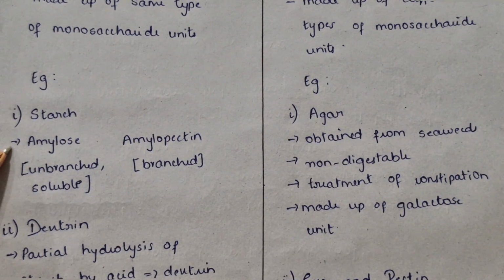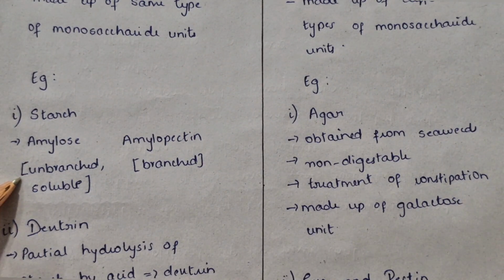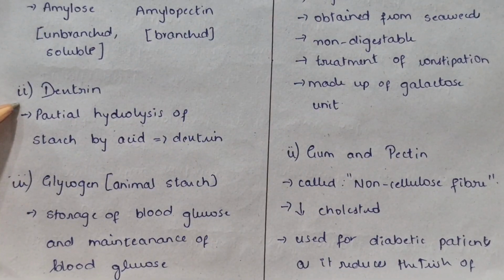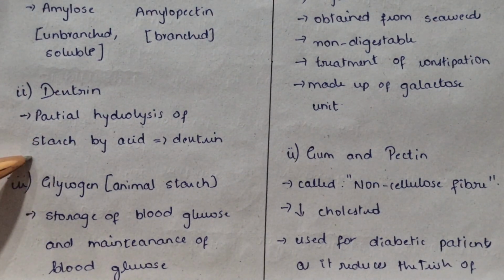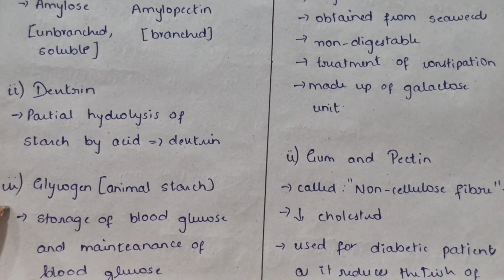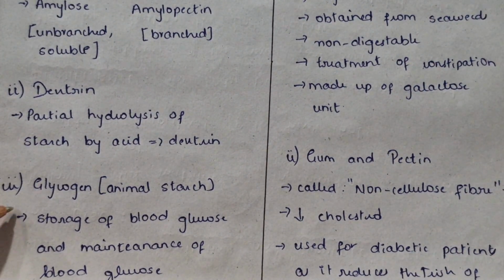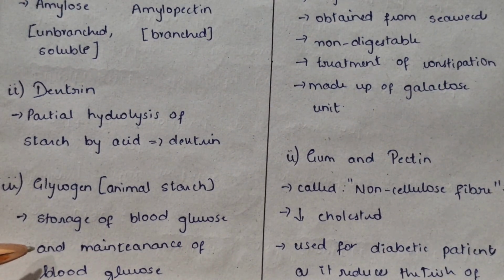Examples of homopolysaccharide include starch. Under this we have amylose and amylopectin. Amylose is unbranched and it is soluble. Amylopectin is branched. The second one is dextrin. Partial hydrolysis of starch by an acid produces dextrin. The third one is glycogen, which is also called animal starch. It helps in storage of glucose and maintenance of blood glucose.